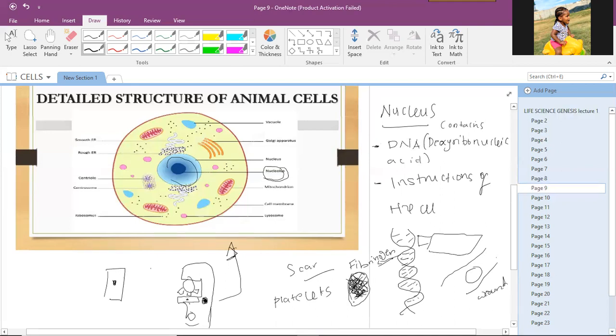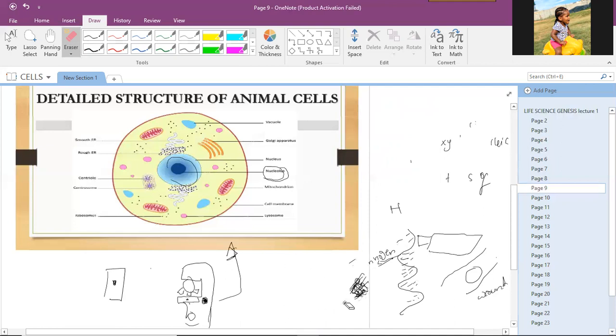So all these instructions in a cell are a direct product of your DNA, the instructions within the cell. So nucleus, what's the function? The nucleus contains DNA, deoxyribonucleic acid, which are the instructions of the cell. Are we okay? Yes. All right.